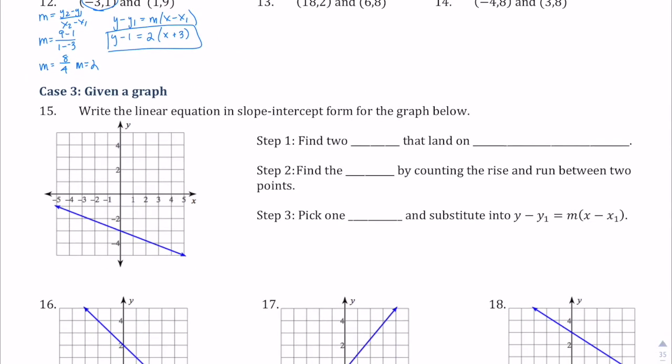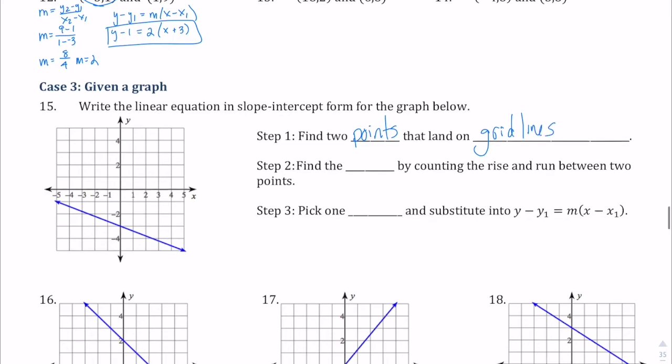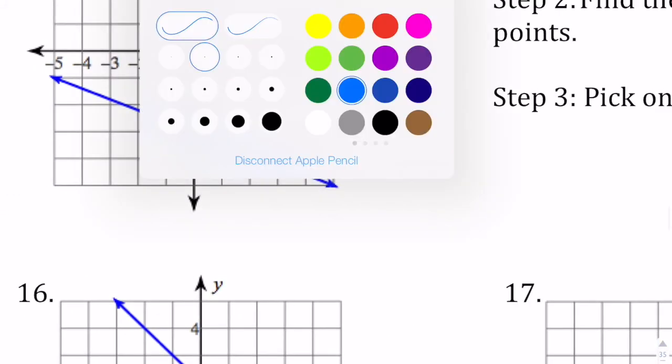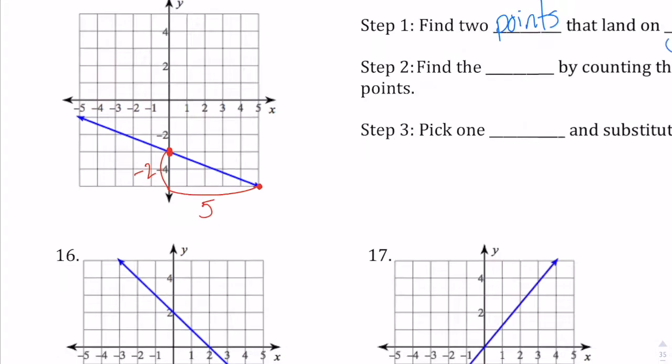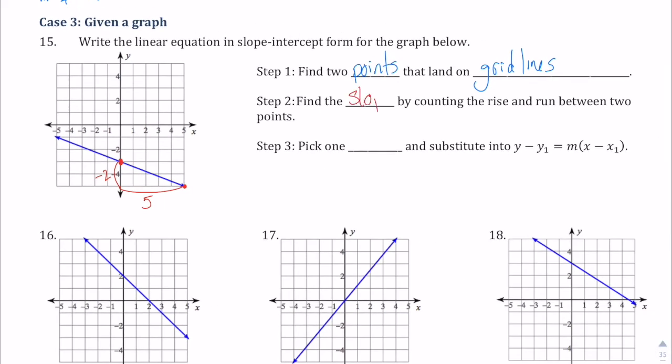Okay, now if we are given a graph, we're still looking for the linear equation, so we're going to find 2 points that land on grid lines, similar to how we would have done this in slope-intercept form. So it changed to red here so we can see one right there, and the next nice point I don't think is until the bottom corner there. All right, so we would be going down 2, and to the right 5. So we're going to find the slope by counting the rise and the run. And so in this case, our slope is -2/5.